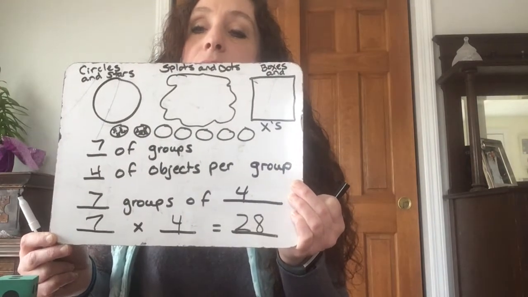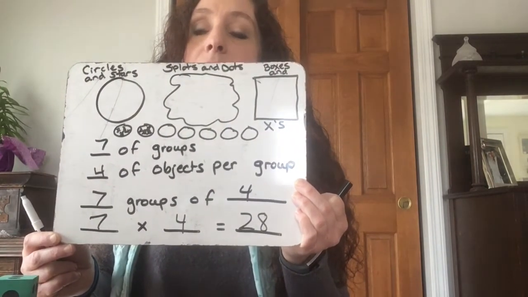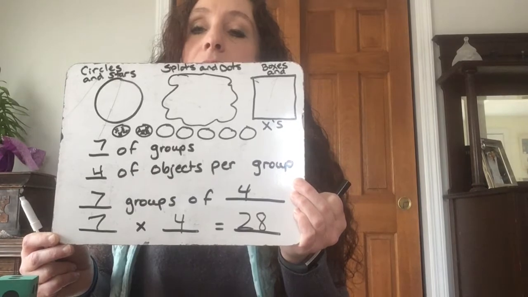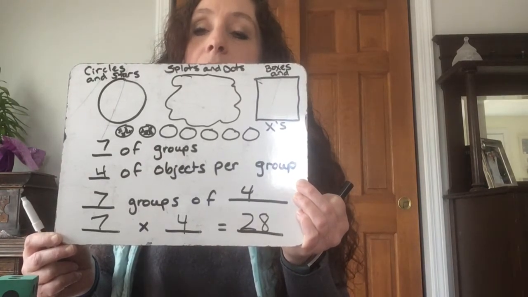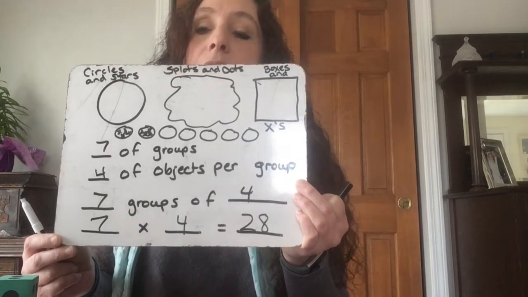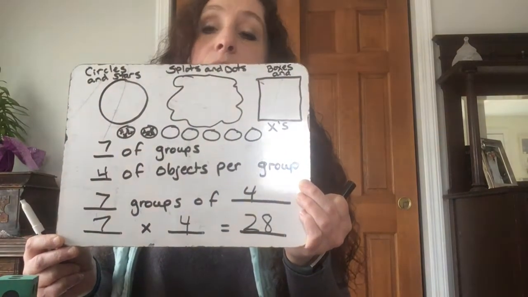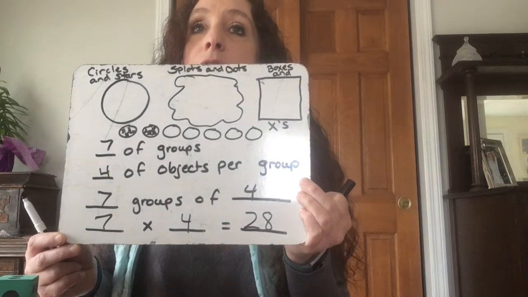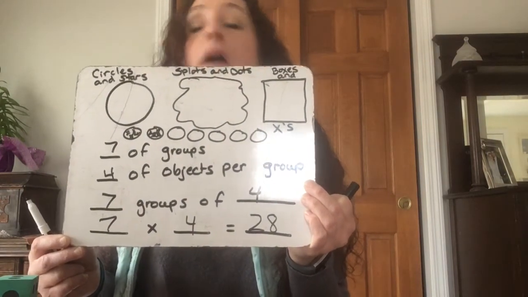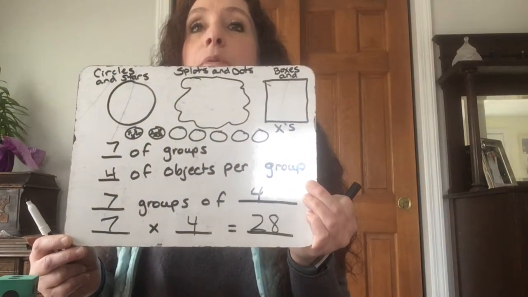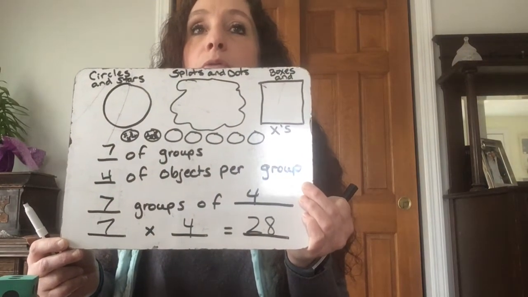So again, circles and stars, splots and dots, boxes and X's, whatever you would like to do. But again, it's quick and easy, a great way to practice making those comparisons of numbers. 7 groups of 4. That's 4, 4, 4, 4, 4, 4, 4. Repeated addition. 4 plus 4 plus 4 plus 4 plus 4 plus 4 plus 4.